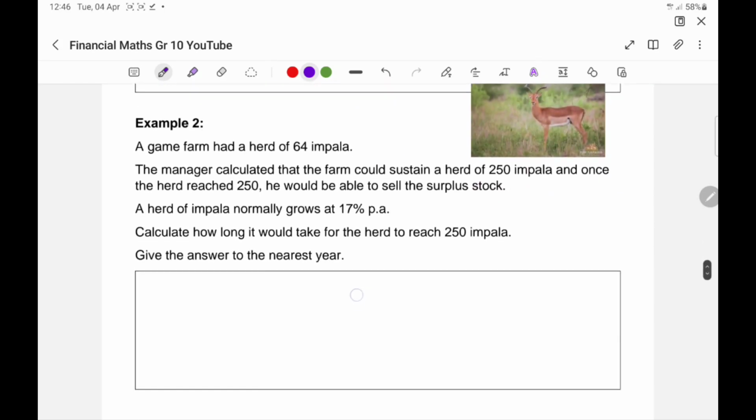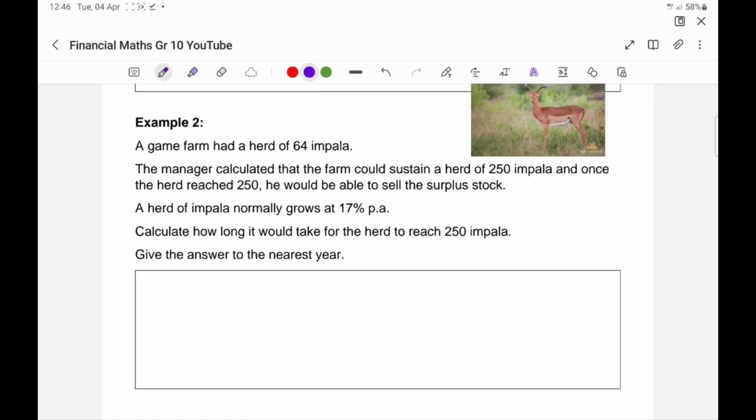Then example 2: a game farm had a herd of 64 impala. The manager calculated that the farm could sustain a herd of 250 impala at once. Once the herd has reached 250, he would be able to sell the surplus stock. A herd of impala normally grows at 17% per annum. Calculate how long it will take. So we are looking for the number of years for the herd to reach 250.